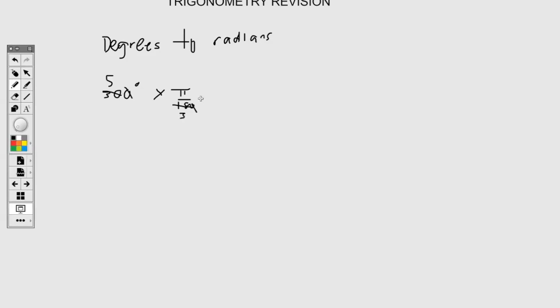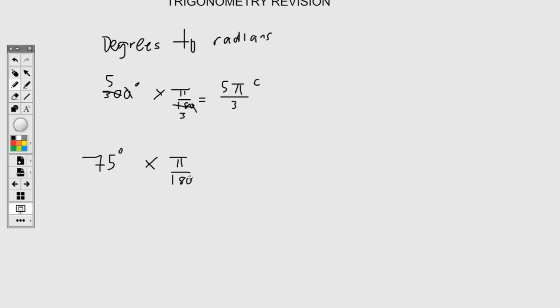3 times. So what am I having? It is 5 times pi, that's 5 pi over 3. So 300 degrees is the same thing as 5 pi over 3. If we have 75 degrees that we need to change to radians, then we times it by pi over 180.